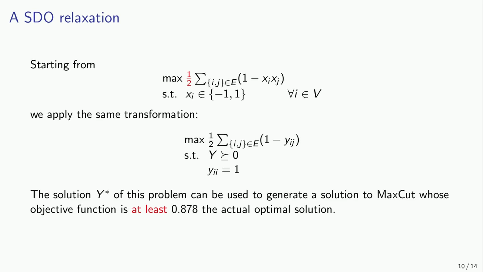This is a very famous result, and it mixes semi-definite optimization with a purely combinatorial problem. It says that if you take this problem and solve it to optimality, again, this is a continuous convex problem now, what you get is an optimal solution that is at least 87% of the actual optimal solution of the original problem.